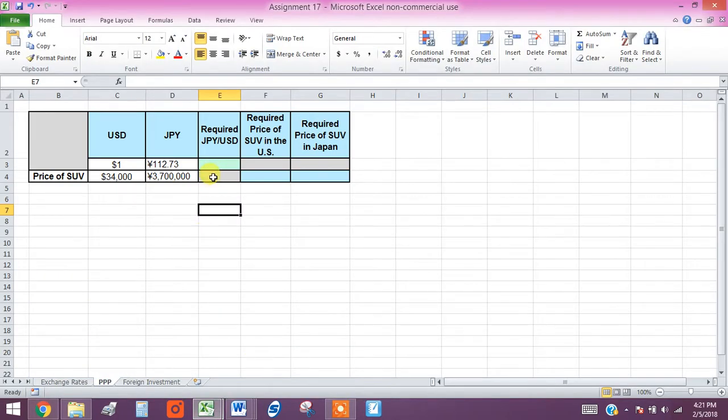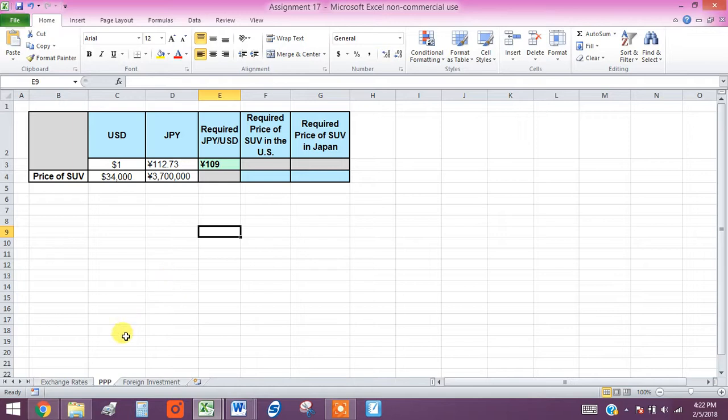So we're going to come here and go up to our formula bar and say equals the price of the car in Japan divided by the price of the car in America. And we get 109. So in order for there to be purchasing power parity, the exchange rate should be 109 yen per US dollar, but it's not. It's 112. Now that means that, and let's just keep going. We'll see what that means.